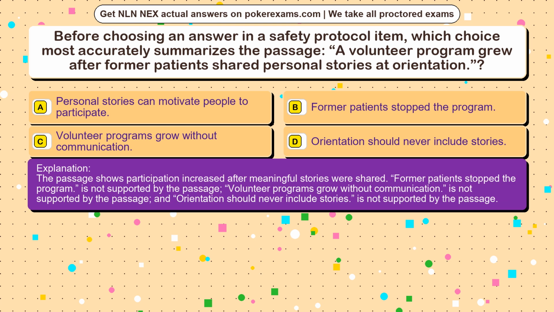The passage shows participation increased after meaningful stories were shared. Former patients stopped the program is not supported by the passage. Volunteer programs grow without communication is not supported by the passage, and orientation should never include stories is not supported by the passage.